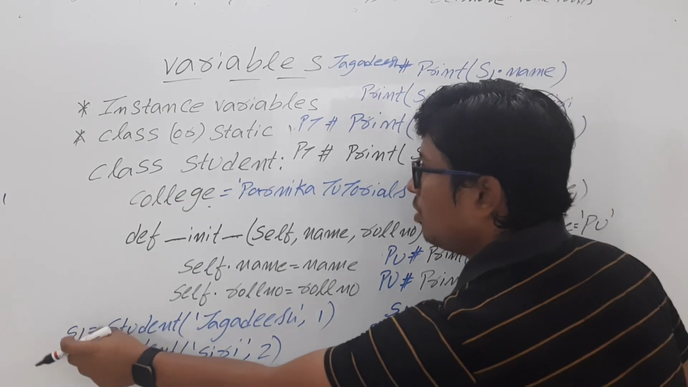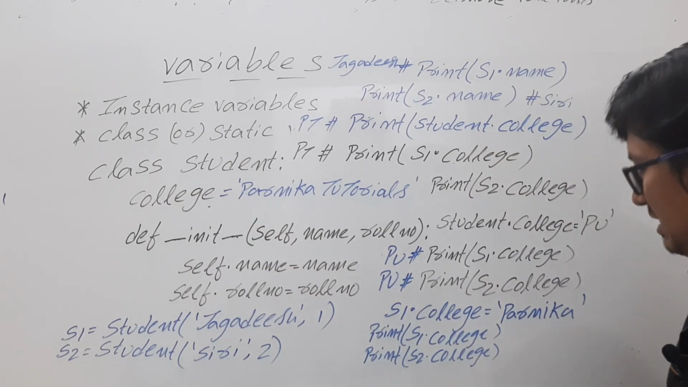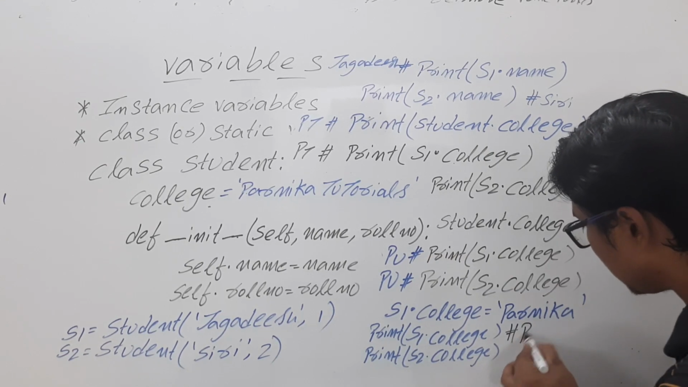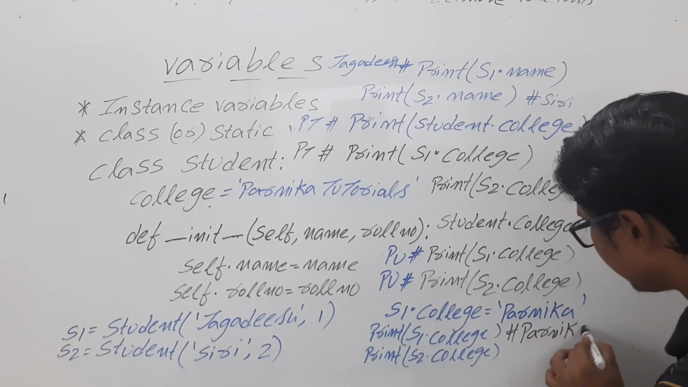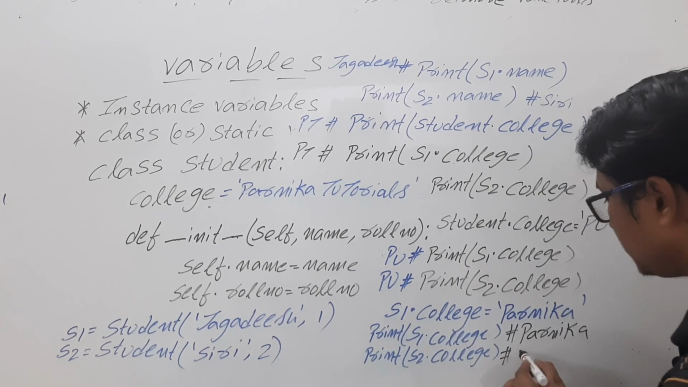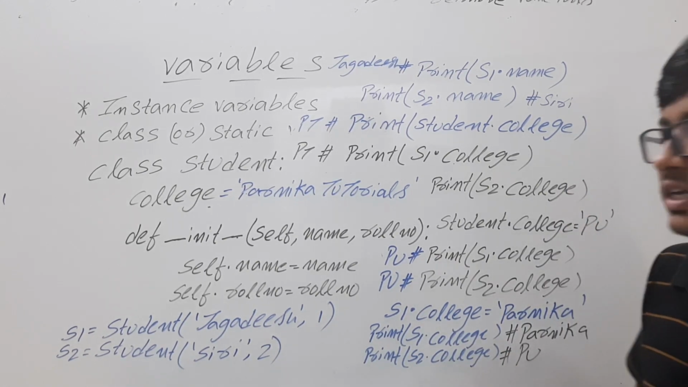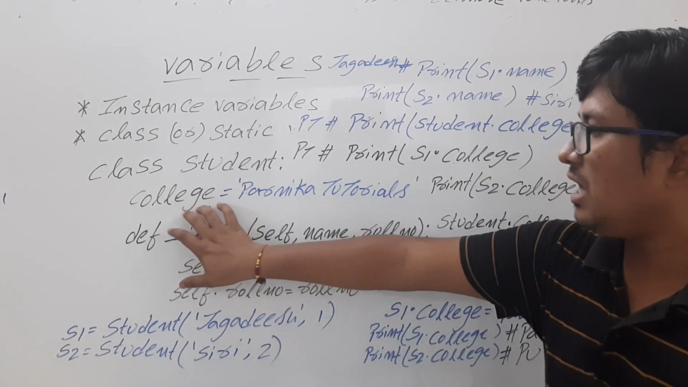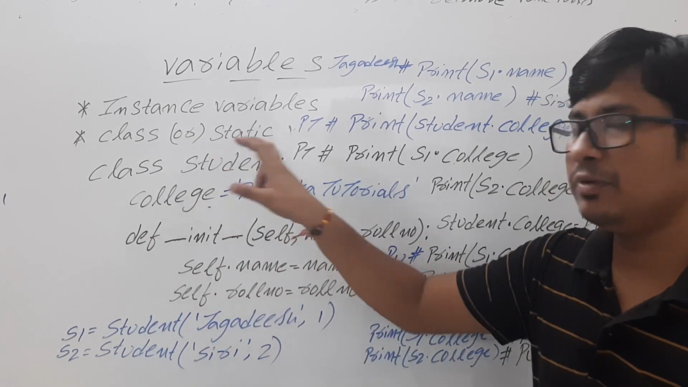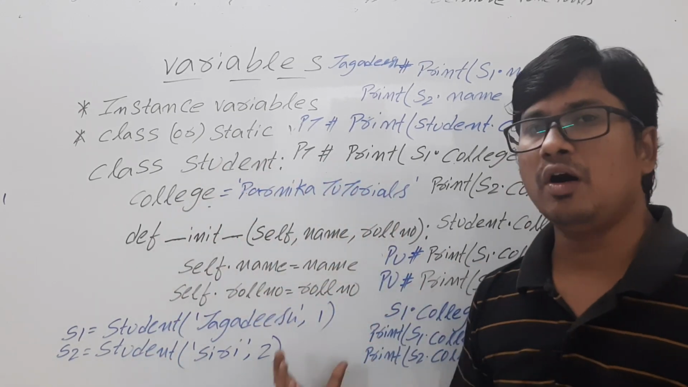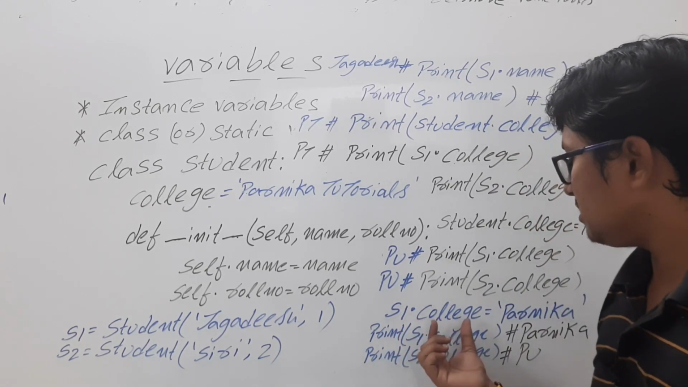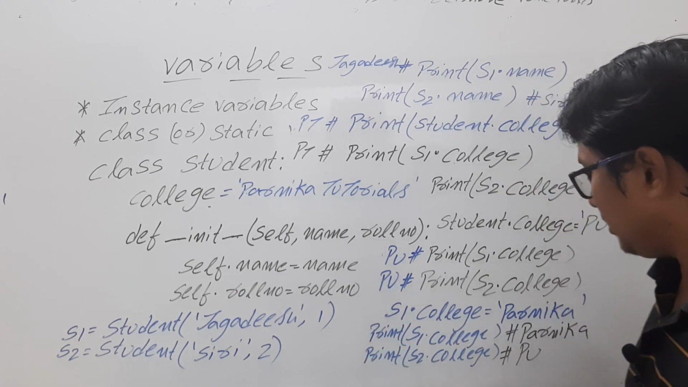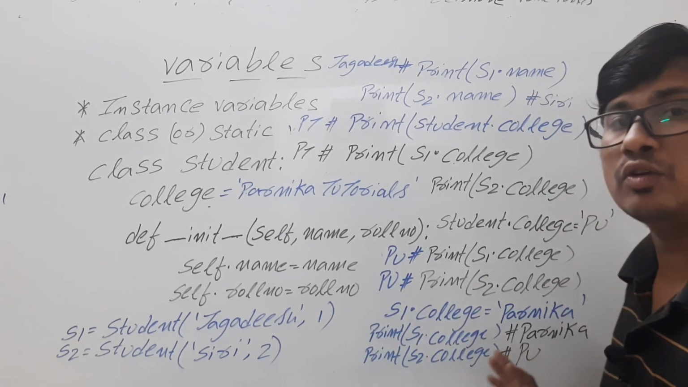S1 dot college you changed, so only for this object you have changed the class variable. This is not preferable, but it will not give any errors. In this case, the output you will get is Parnika. But for S2, the output will still be PU only. The point I want to highlight is that if you change the value of the class variable with the help of the class name, it will reflect in all the objects. If you change it with the help of one object, it will reflect only for that object.